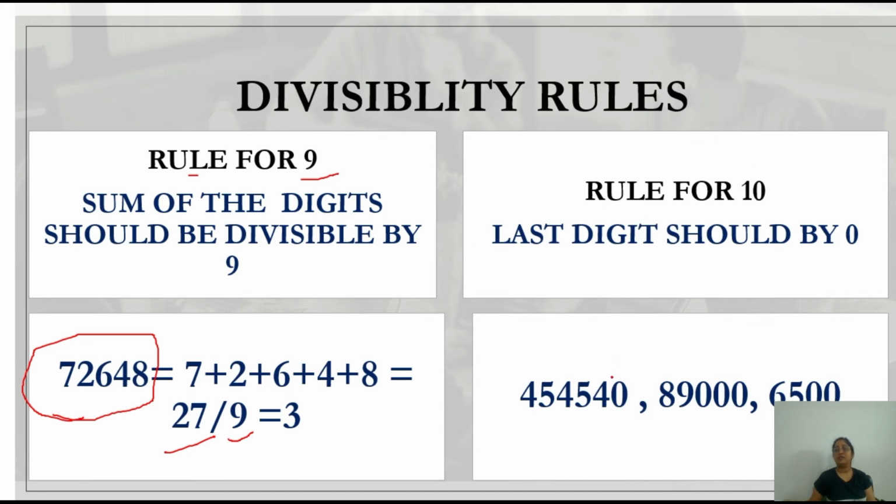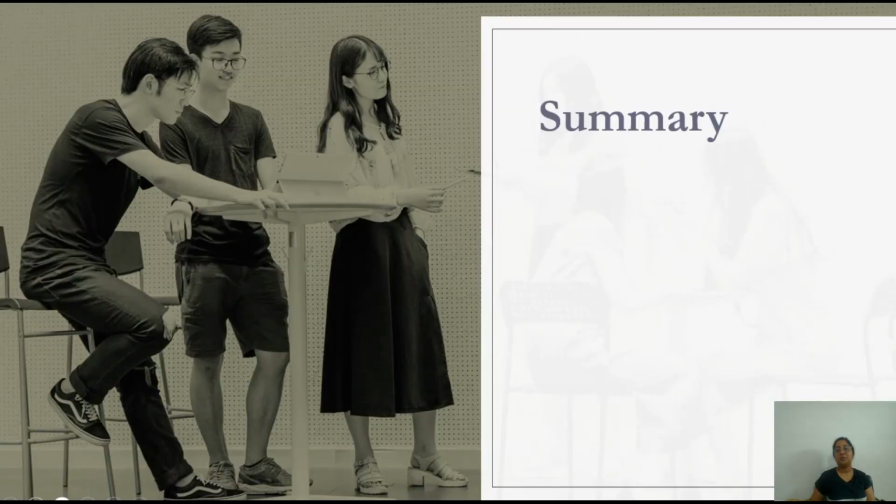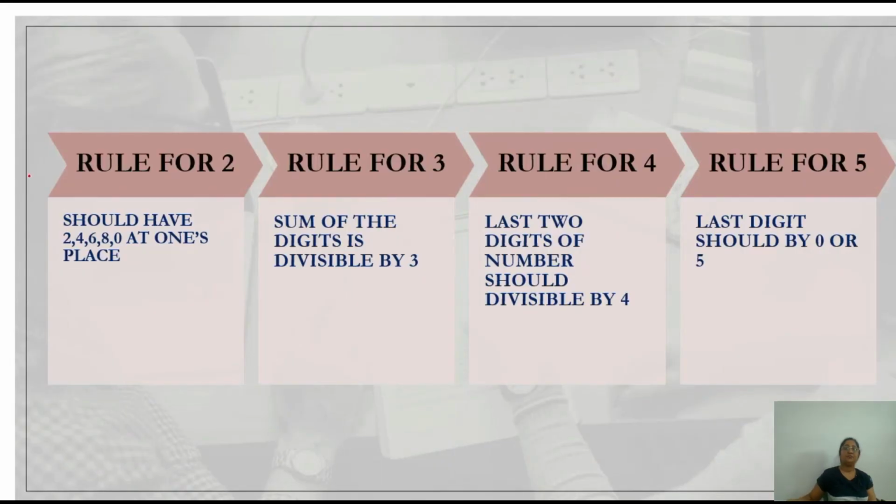So rule for 10: we should have 0 at the ones place. It's very simple. We have to check the ones place. If it has 0, then it is divisible by 10. Hope you all are getting what I am trying to explain to you. Let us sum up all the rules together.